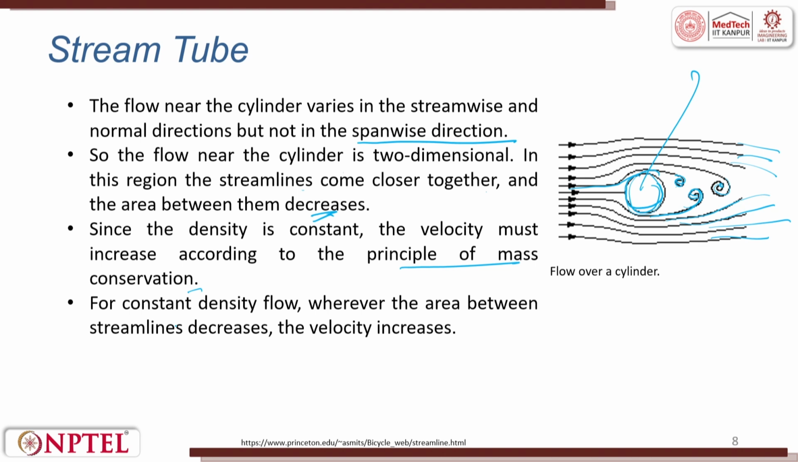For a constant density flow, wherever the area between the streamlines decreases, the velocity increases. These two are very important. You should understand the density is constant, so the velocity must increase according to the law of conservation of mass. For a constant density flow, whenever the area between the streamlines decreases, the velocity increases. This is what we infer out of this streamline.